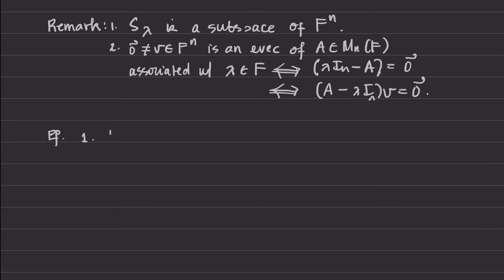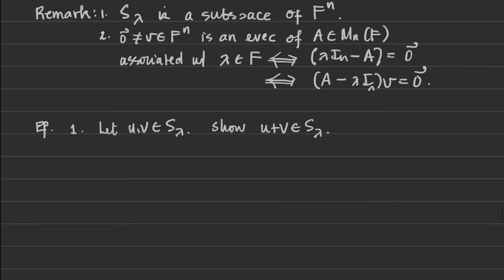Yung proof naman, verify natin. So, let U, V be in S lambda. Ang gusto natin ipakita, U plus V is in S lambda. So, ano ibig sabihin nito? Ibig sabihin yan, AU is equal to lambda U and AV is lambda V, kasi U and V are eigenvectors of A corresponding to lambda. Tapos totoo pa rin naman itong equation na to even if yung U tsaka V mo ay yung zero vector.